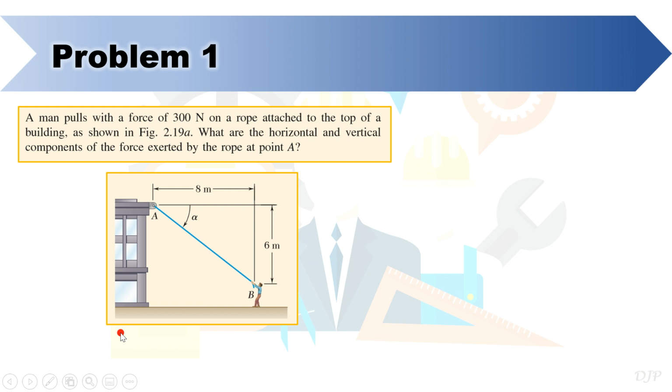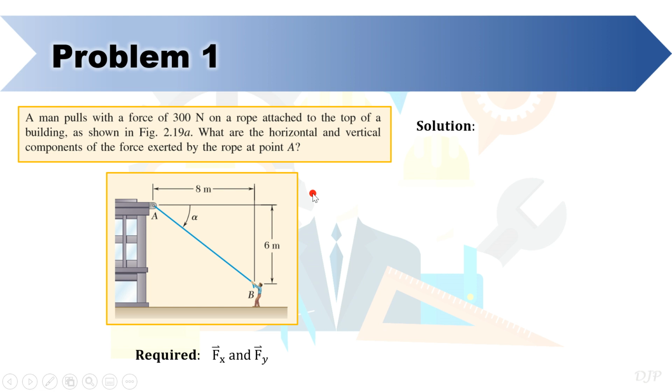For our first problem, we have here a man pulls with a force of 300 Newton on a rope attached to the top of a building, and we are given this figure. What are the horizontal and vertical components of the force exerted by the rope at point A? Let's first write what is required. We are tasked to find the x and y components of the given 300 Newton force. This follows that this is about force resolution using rectangular components.